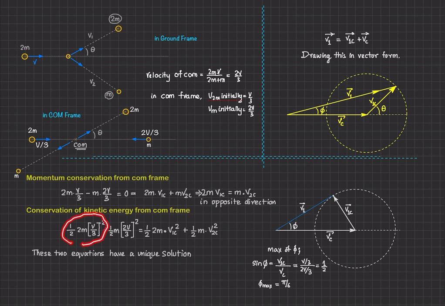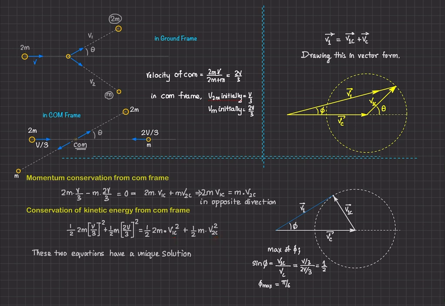Kinetic energy of 2m before collision, kinetic energy of m before collision in the center of mass frame. These terms are all constant. So this kinetic energy before collision is a fixed term, a constant term. So the after-collision term also must be constant because it is an elastic collision. But from momentum conservation, we already know that these two velocities are in the ratio of 1 is to 2.